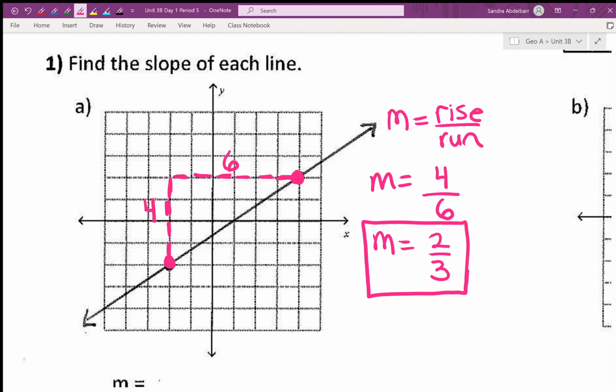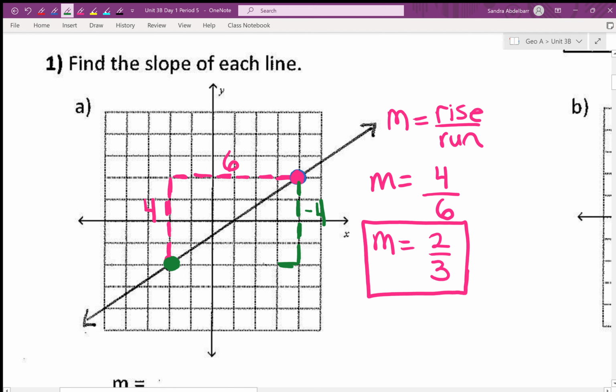Now let's say you went the other way, okay? Let's say you started on this blue point and you ended at the green point. That's fine. To get from the blue point to the green point, you're going down. 1, 2, 3, 4. We went down 4, right? But since you're going down 4, not up 4, do you think that's positive 4 or negative 4? Negative 4.